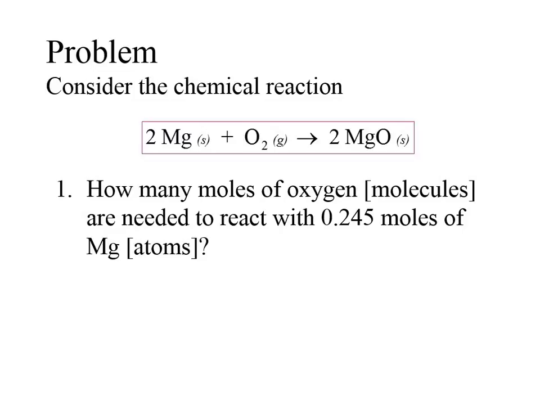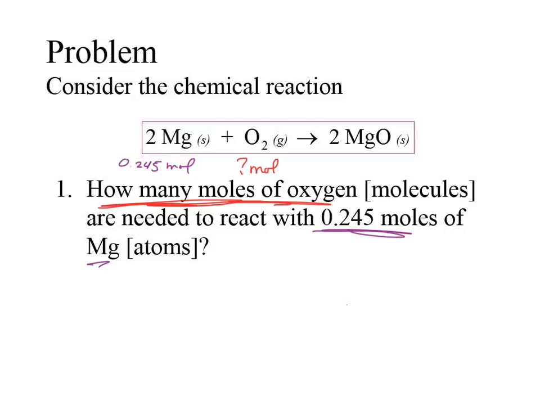So a lot of times what I'll do is I'll write under the species the information. So how many moles of oxygen? So I'll write question mark moles under my oxygen. I mean, why not? The equation is there. Why not make use of the equation when working your problem? So how many moles of oxygen are needed to react with, and then I'll put the other information, 0.245 moles of magnesium. I like that because it says exactly what the situation is.